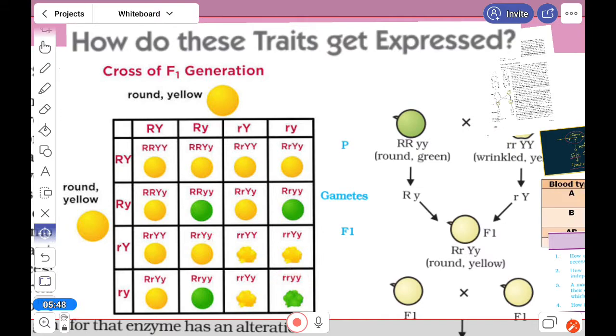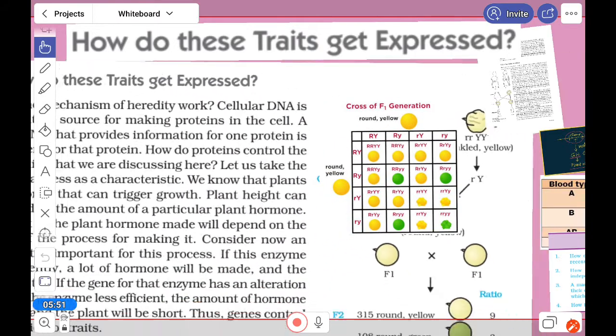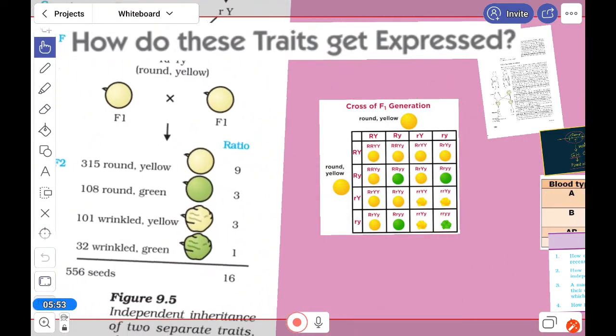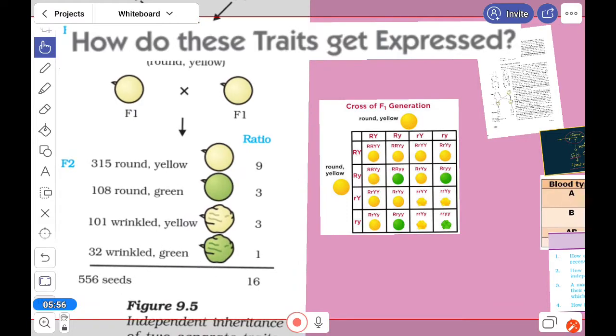So here is the ratio. Look here: round and yellow is a total of 9. Round and green is 3. Wrinkled and yellow is 3. And wrinkled and green is 1. So you have to remember this one, 9:3:3:1. That is the ratio by taking the two characters, the dihybrid cross. Alright.